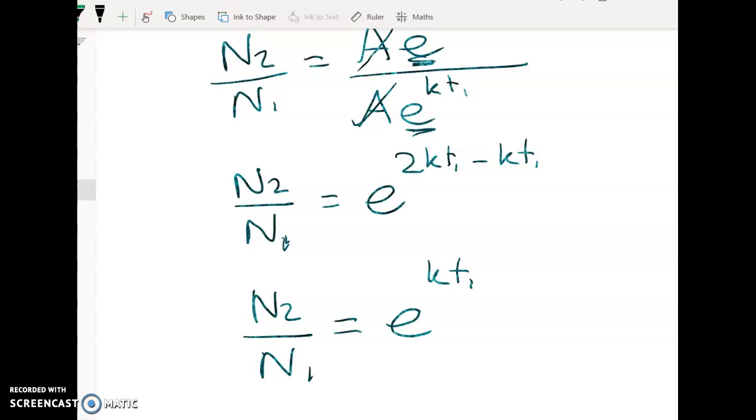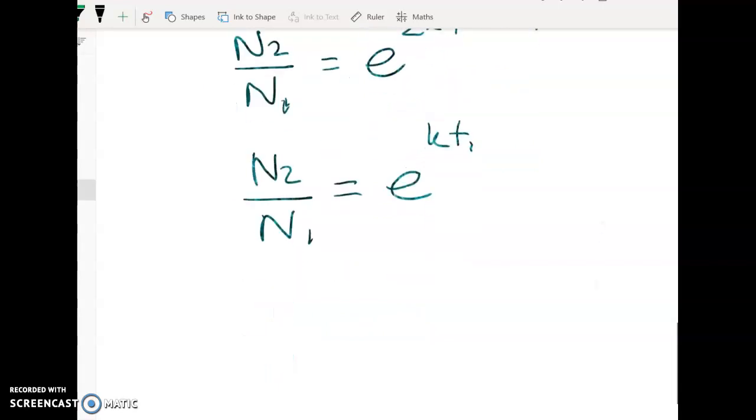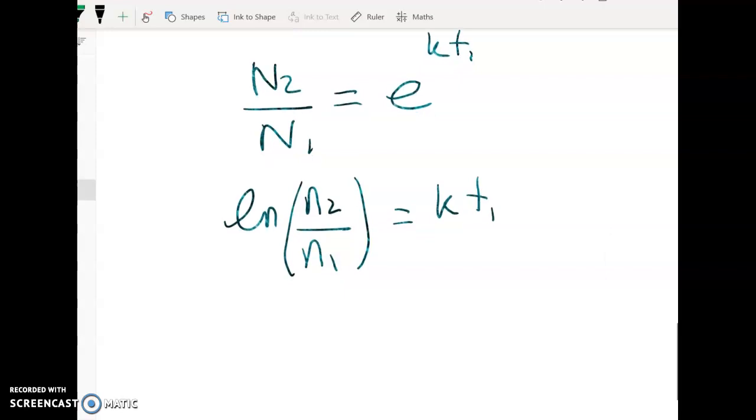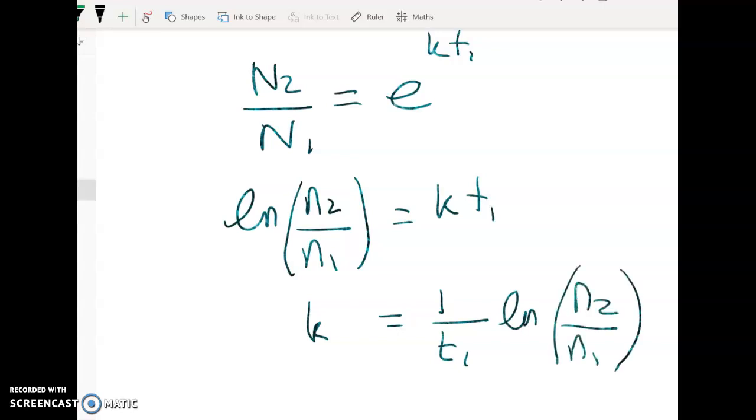So there we go, we're nearly there. We need to solve this now for k. I'm going to take logs of both sides, and I get kt1. So we're done, right? k is equal to 1 over t1 times the natural log of n2 over n1. And I was very helpfully told that n1 and n2 were both positive, so there are no dramas at all with the argument of the natural log function.